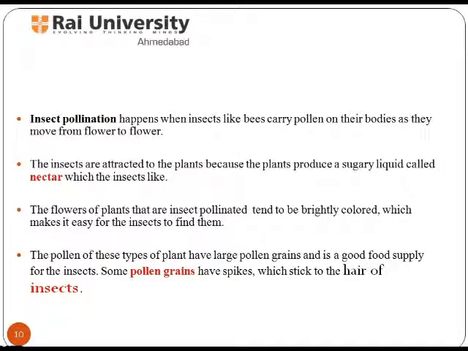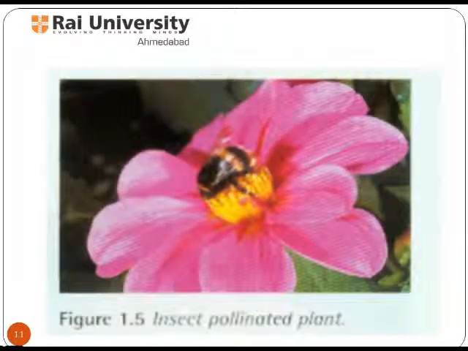Insect pollination happens when insects like bees carry pollen on their bodies as they move from flower to flower. The insects are attracted to the plants because the plants produce a sugary liquid called nectar, which the insects like. The flowers of plants that are insect pollinated tend to be brightly colored, which makes it easy for the insects to find them.